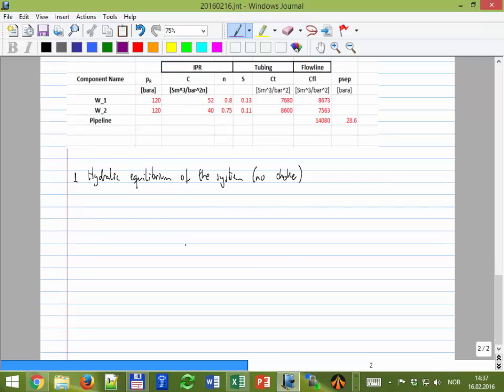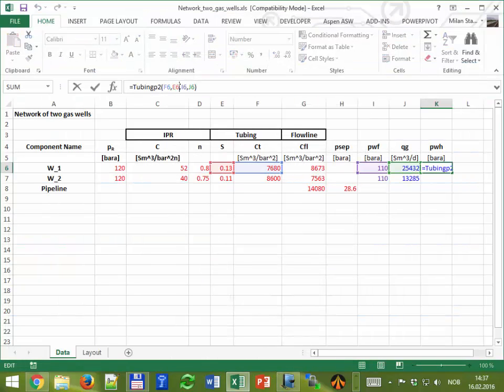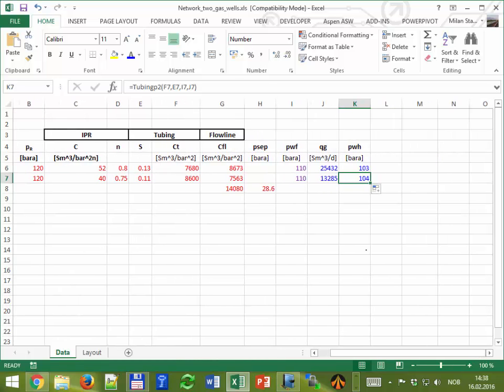Remember, all the time I can bring my system back to a simple well separator system, where I say this is my wellhead, this here is my flowing bottom hole pressure, and this is my reservoir pressure. Okay, so far we have come from here to here, and now we are going from here to here. Let's see if that makes sense. 110, I have a relatively low flow rate, so I get only 7 bar delta P in the tubing. Also the rate is very low, and then I go here and I get 104.